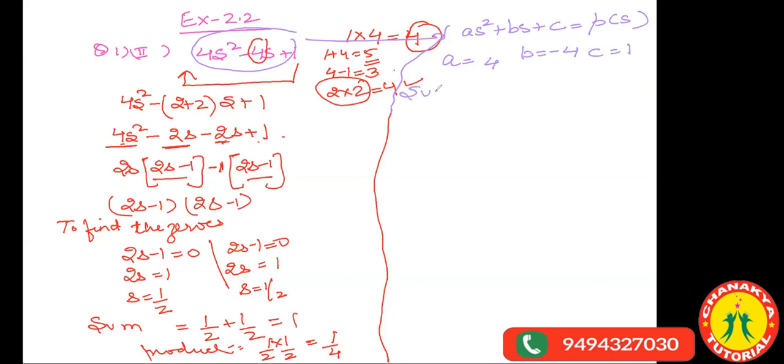Now find the sum of the zeros. It will be minus b by a. The minus sign is already there, so minus minus 4 upon 4, minus minus plus, divided by 4, ones are. Now see here, by using the formula we have also got the sum of the zeros as 1, and here also the sum of the zeros is 1. Clear?